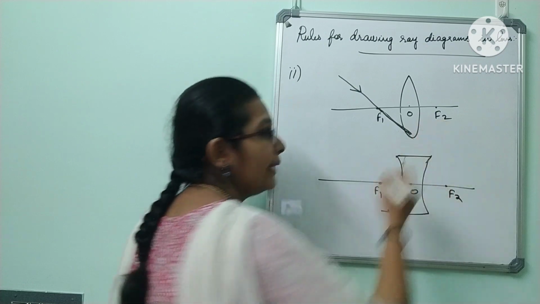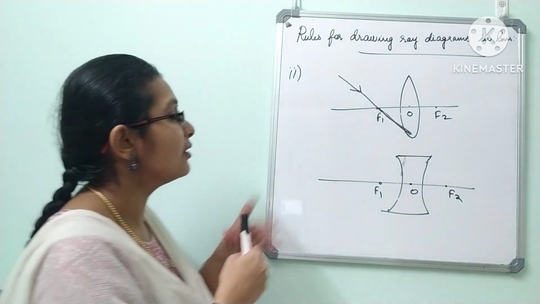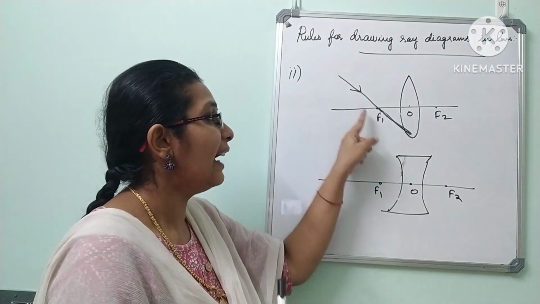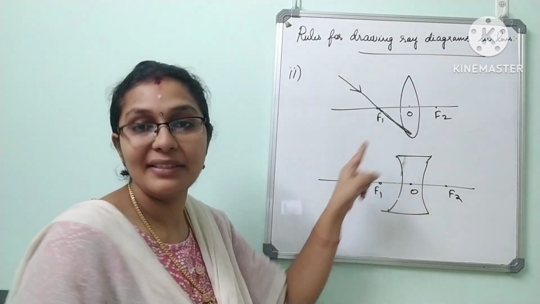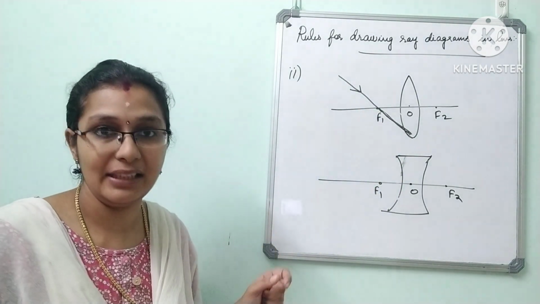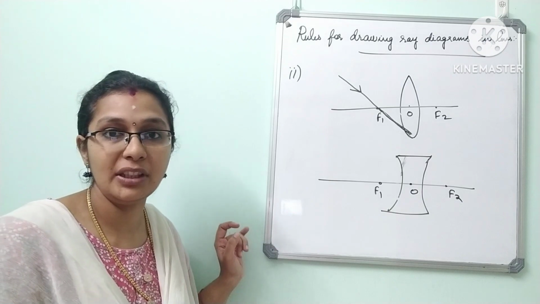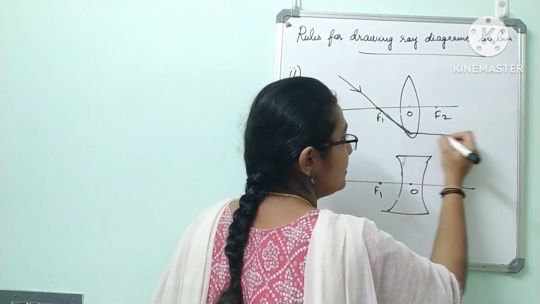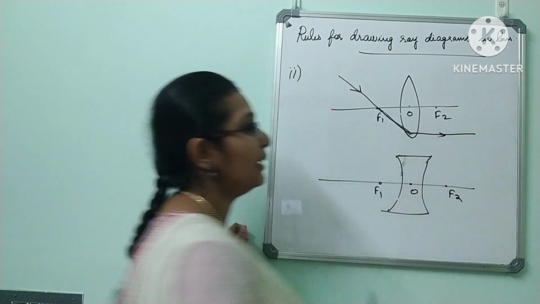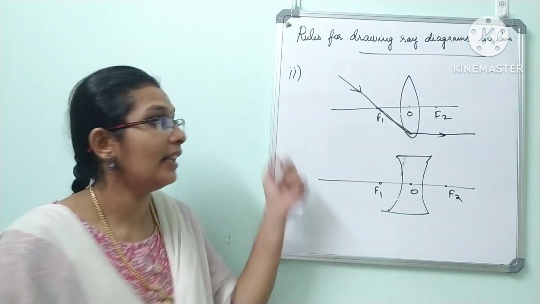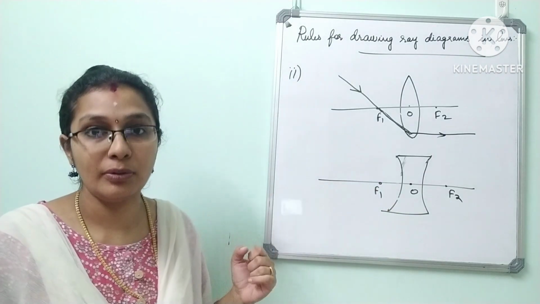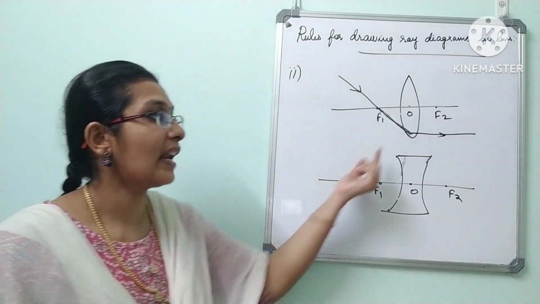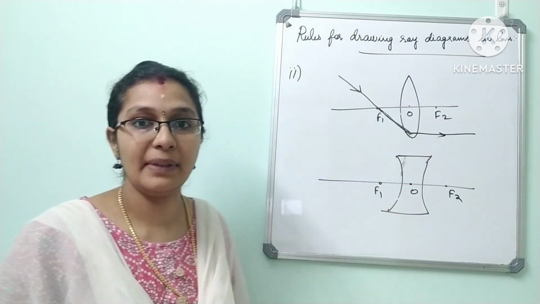Only then what will happen? Refraction takes place. So simply don't draw a ray passing through focus and touching somewhere here. It should pass through the lens. Then after passing through the lens, what will happen? Refraction takes place, and after refraction it appears parallel to the principal axis. Did you understand? A ray passing through the focus after refraction appears parallel to the principal axis.